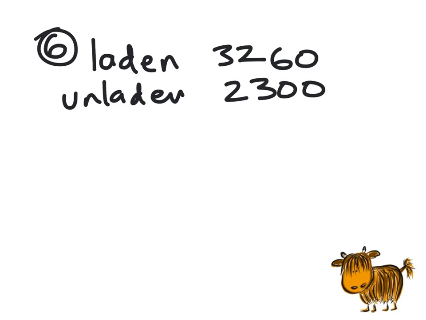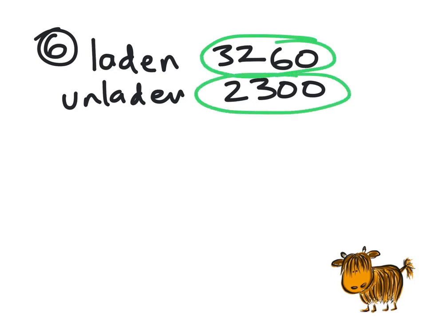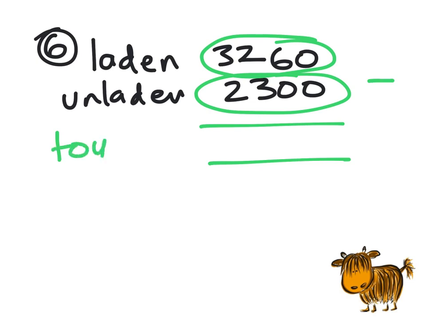Question 6, we've got this lorry, or is it a van? A van. Okay, so when it's laden, when it's got all its goods in it, it weighs 3,260. When it's empty, it weighs 2,300. So if you do a takeaway sum, then you can work out how much the toys weigh, or the boxes and toys.